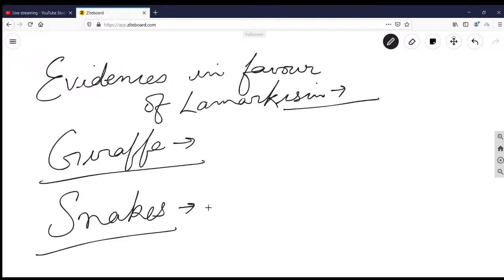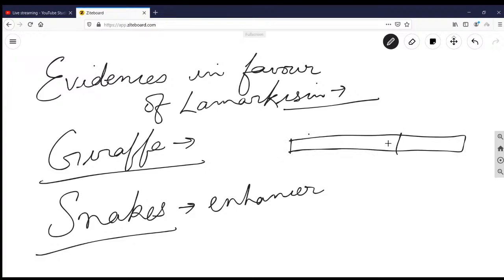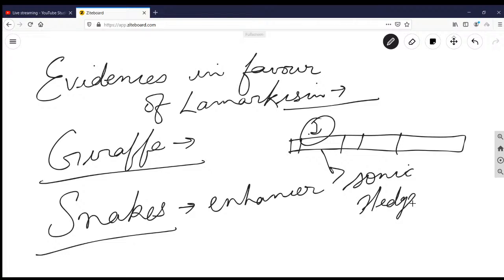So mostly what happened is, there is an enhancer region. Enhancer region comes when I teach you genetics or complete molecular biology. This is the gene, this is the promoter region, this is the enhancer region in eukaryotes. So the enhancer region got silenced. It got some mutation and it got silenced. In snakes, that's what happened. That is known as the sonic hedgehog pathway. This is what happened, but that is not in your course. So this is the evidence in favor of Lamarckism.